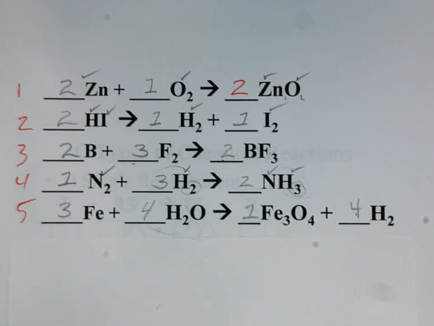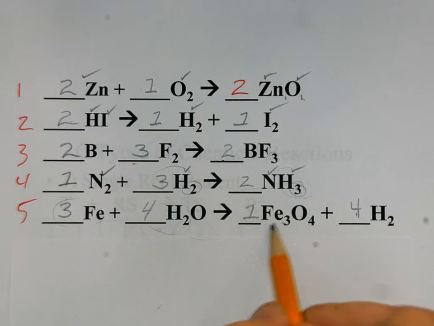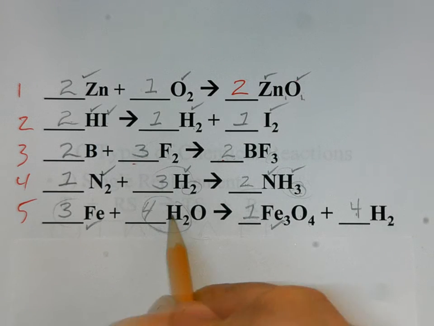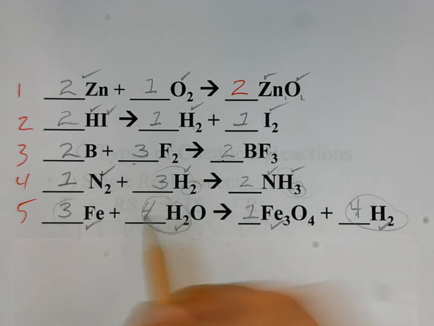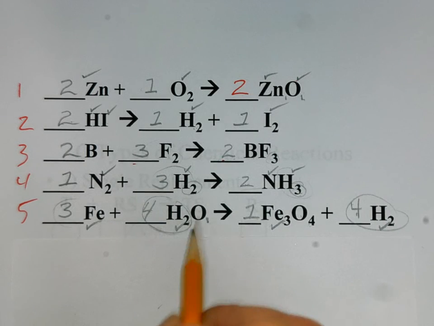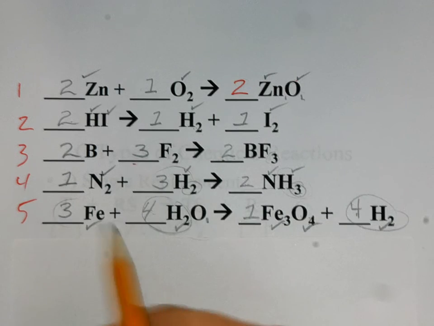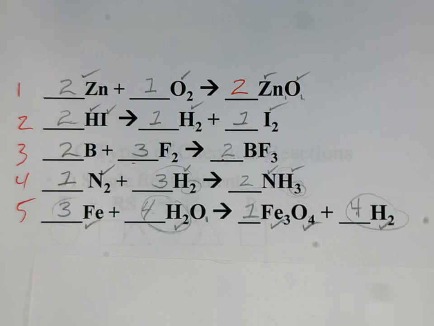Now let's make sure it works. 3 irons, 3 irons. The irons are balanced. 4 times 2 is 8 hydrogens, 4 times 2 is 8 hydrogens. We have balanced the hydrogens. And if you want to write that subscript 1 underneath, 1 times 4 is 4 oxygens, 1 times 4 is 4 oxygens. So this is a balanced equation. We have not created or destroyed any atoms. They have just rearranged. Hopefully you've got that one.